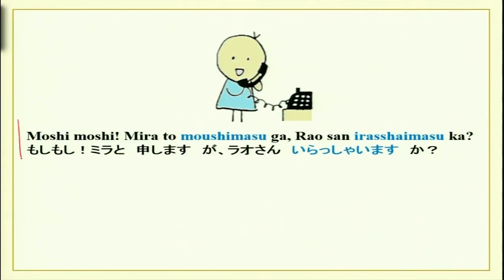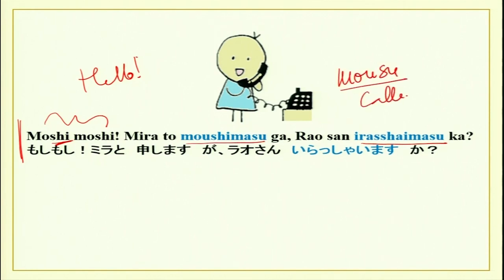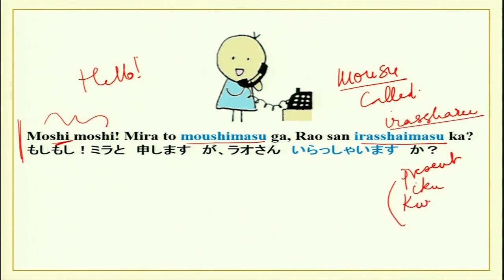So this is also very, very typical where on the phone, if you have to ask whether the person is present or not, and also when you have to tell who you are, then what are the verbs that are going to be used. So moshi moshi is hello, as you know, and two moshis together is hello, not just one moshi. Also, do not use moshi as a greeting. Mira to moshimasu. Ga Rao-san irashaimasu ka. So two polite verbs. Mousu means called. And irasharu means present. Basically, this verb is polite for iku, kuru and iru. Over here, is he present over there?